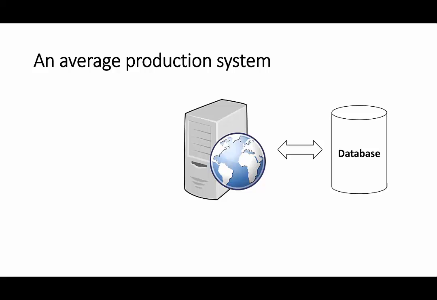So without further ado, let's set the scene. Here we've got a simplified view of what could be considered a fairly average production system. It might be a single application server or a web server talking to a database, or you could have a couple layers of servers between there talking to a shared database.